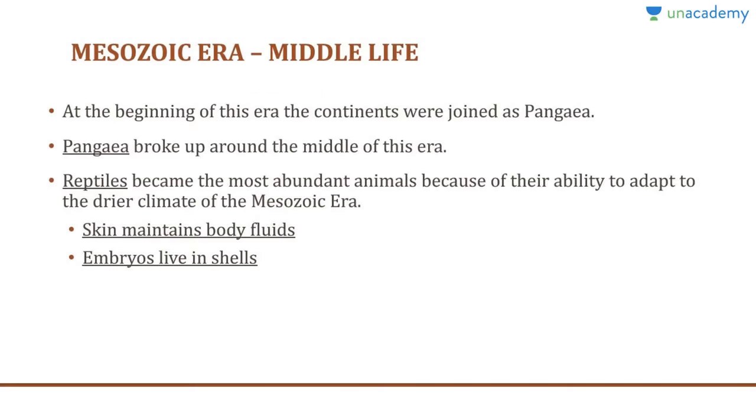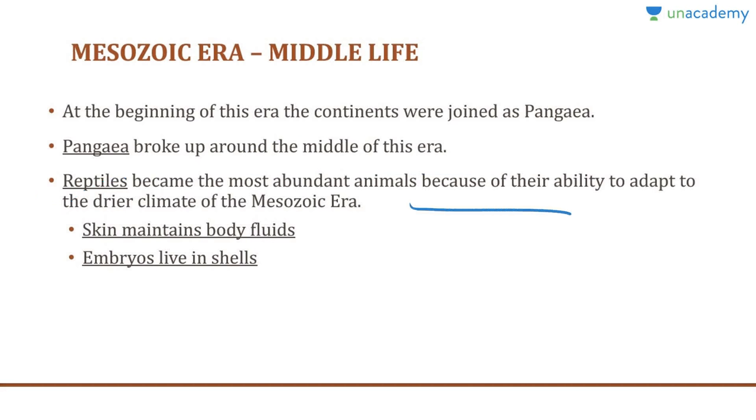Now the second one, that is the Mesozoic era. It means middle life. At the beginning of this era, Pangaea got formed, right? It was in this Mesozoic era only that Pangaea was formed, and it broke up during this period only. Pangaea broke up around the middle of the era, and here reptiles were dominant. Reptiles were the most abundant animals.